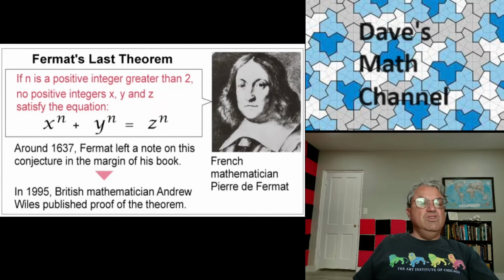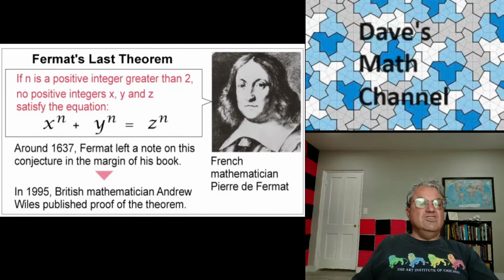But what if we let n be an integer greater than 2? What about x cubed plus y cubed equals z cubed? Does that have any integer solutions? Turns out it doesn't. What about n equals 4? x to the fourth plus y to the fourth equals z to the fourth. That doesn't have any solutions either. I think Fermat proved the cases n equals 3 and n equals 4.